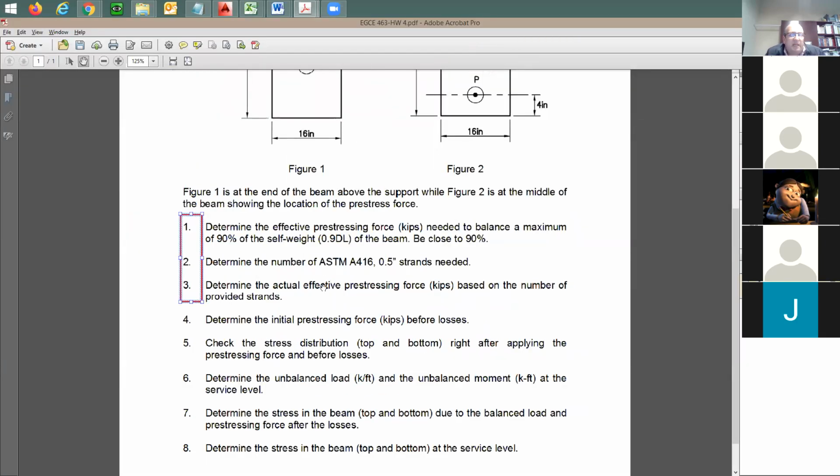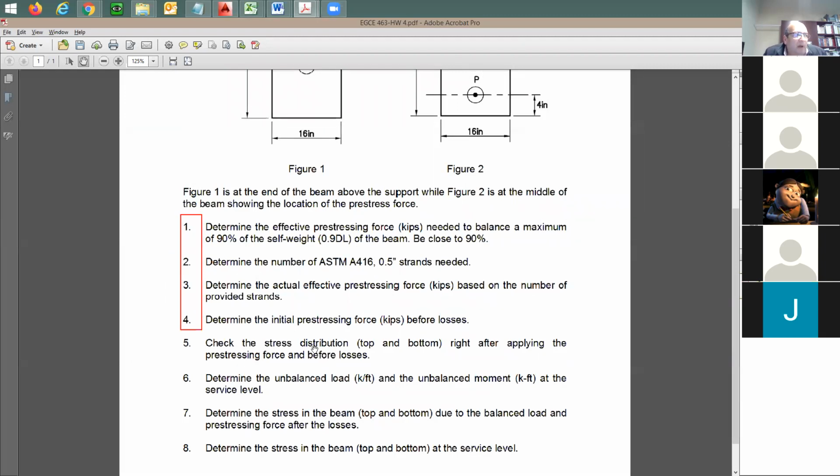Initial pre-stress. Now, if you know the actual number of strands, you can figure out the initial pre-stress. Just take the number, multiply by 0.153 cross-section area for one strand, times 189 KSI. Now you have the initial pre-stress force.